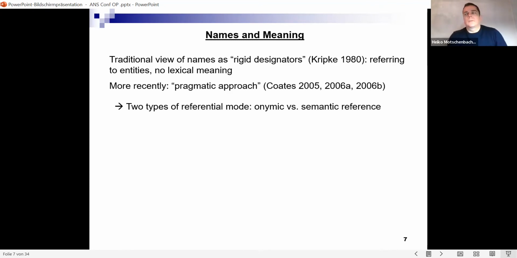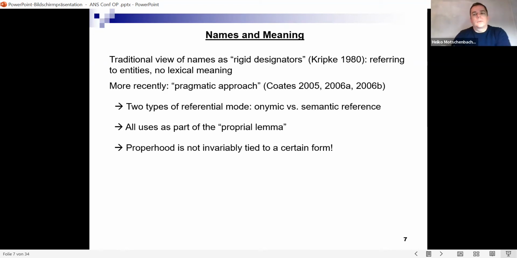And this means that when we look at the forms that we consider to be names and how they are used, you will find that some of these uses are not really onymic. They are not really used like proper names, but rather like common nouns. And this is what is then called the semantic referential mode. Now, we can group together all of these different usage types and form what is called a proprial lemma. And this also tells us that properhood as a linguistic function in a way is not really tied to particular forms. It's actually something that unfolds in context in a way.